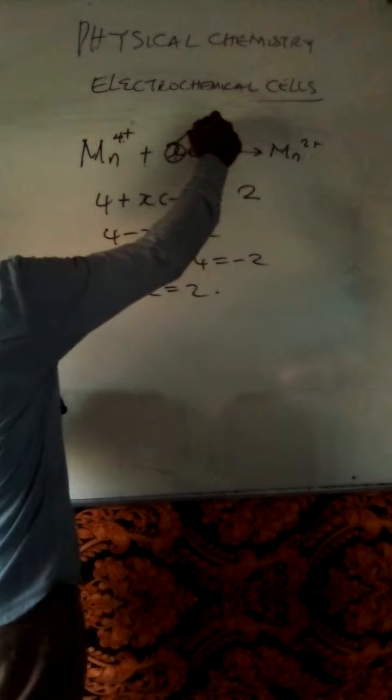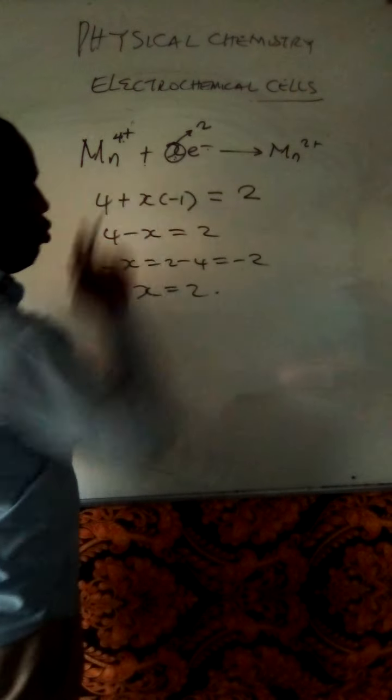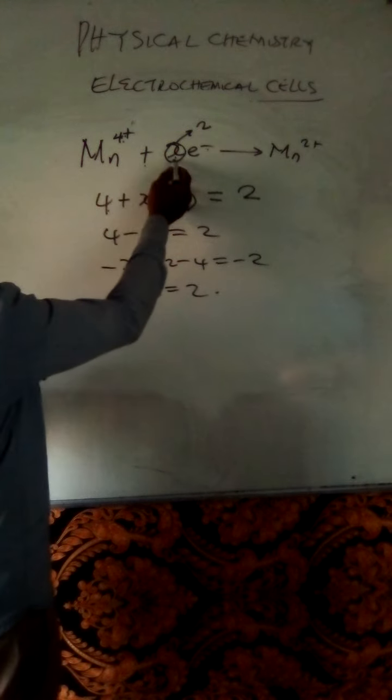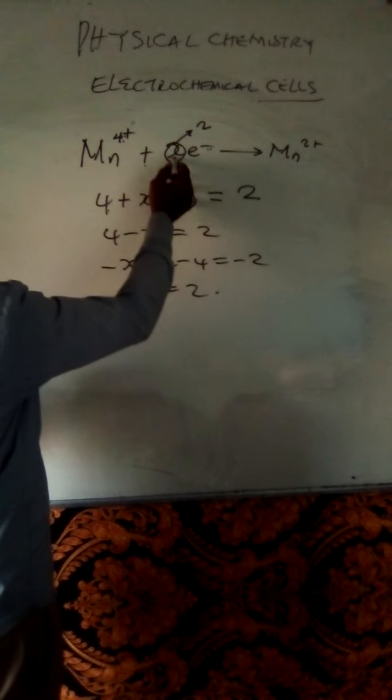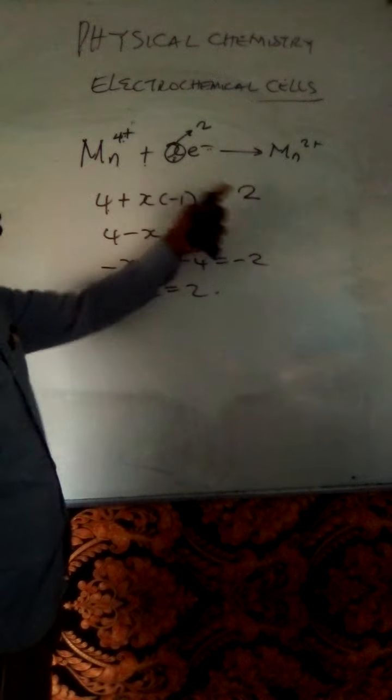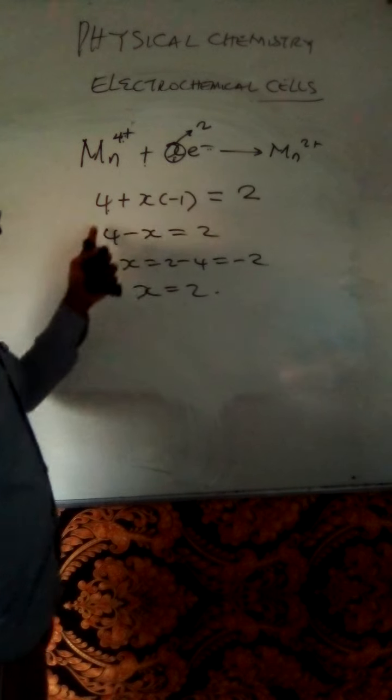I repeat, the first step is to make sure the atoms are balanced. When they are balanced, then you add the charges on both sides and equate. 4 here, S times the charge, that is S number of moles of electrons, times minus 1 here, equal to 2 over there. Then you make S the subject.